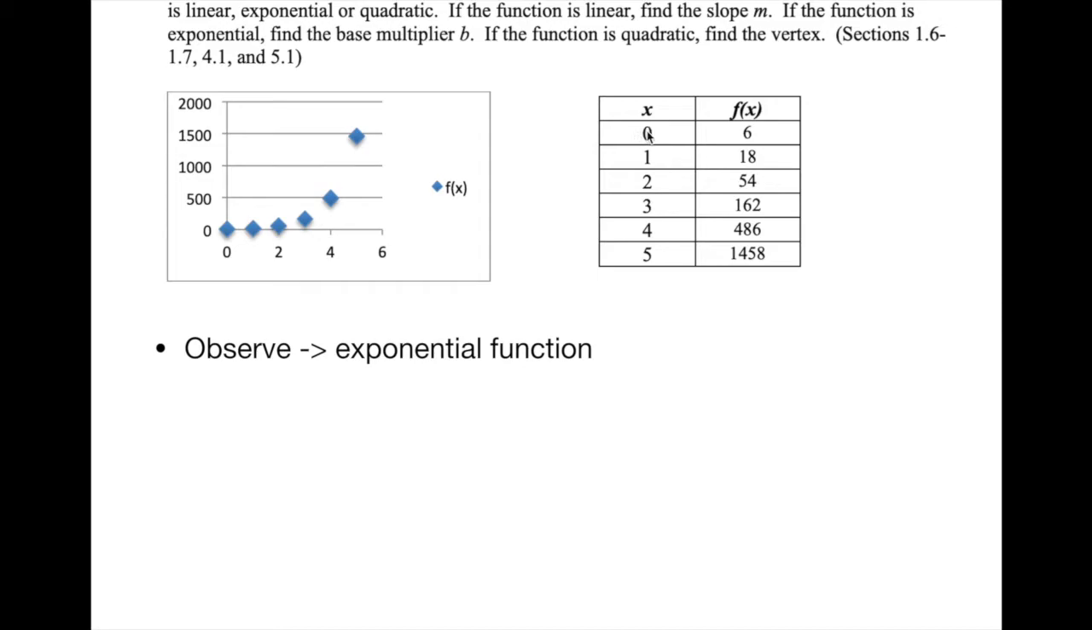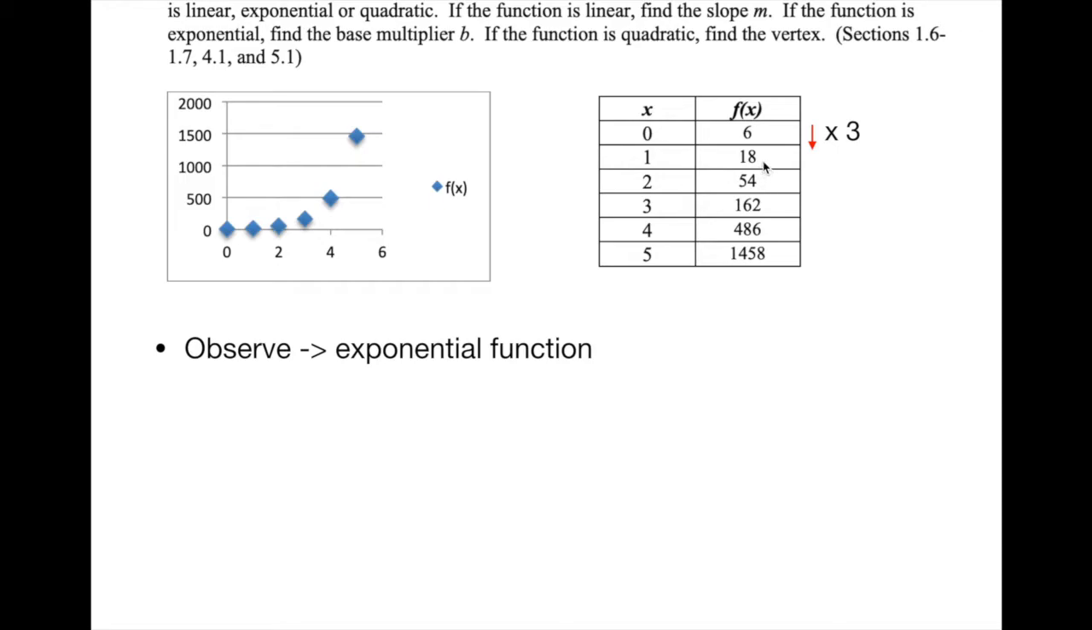So for example, this first line 0, 6 and the second line 1, 18. So x increases from 0 to 1, so that's increasing by 1 unit. Then from 6 to 18, what should you multiply here? You multiply by 3. So that means 3 is your base multiplier. You should also try the other line. You should get exactly the same result. For example, if you use this second line and third line here, so 18 to 54. Again, x increased by 1 unit.